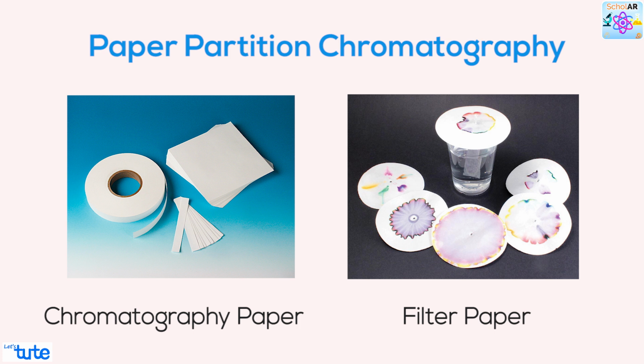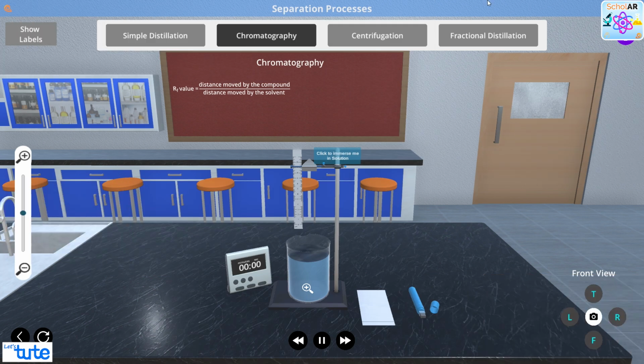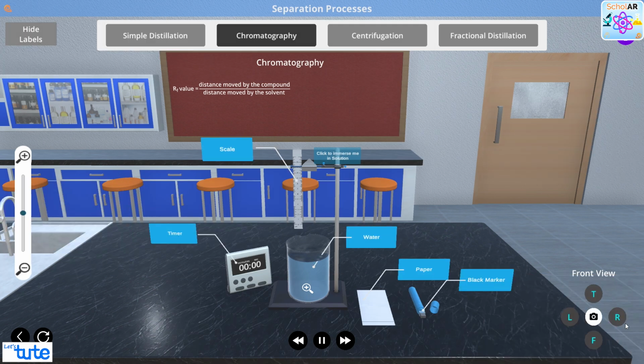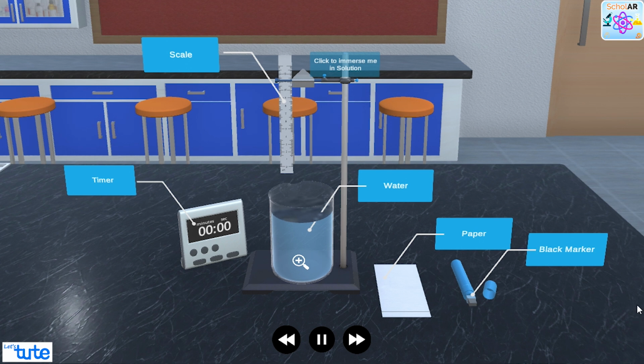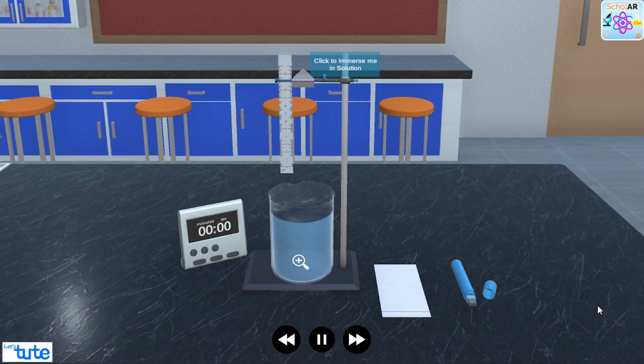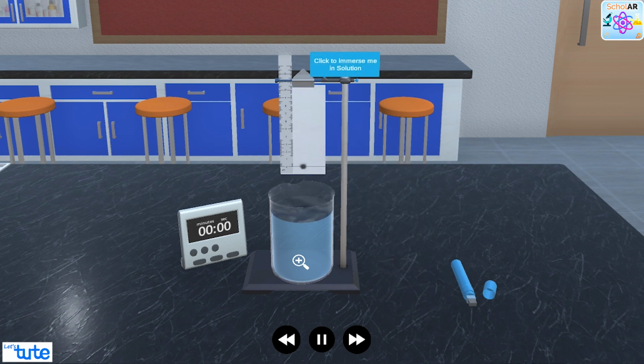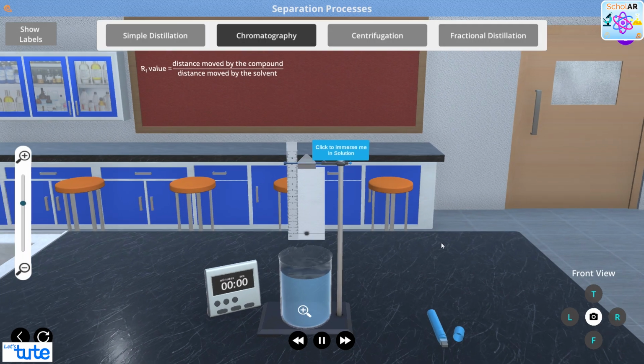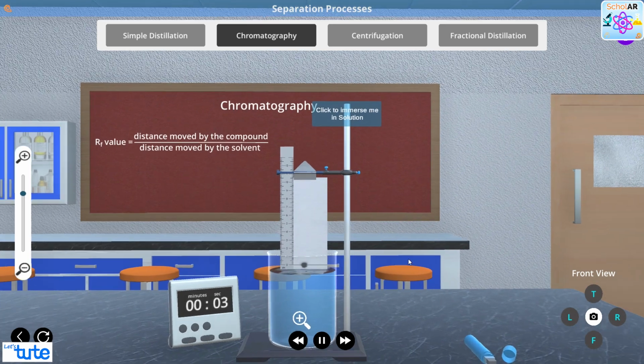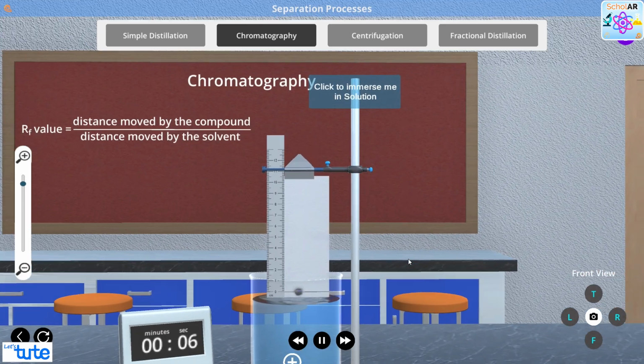In order to understand this better, let's jump to a simulation. Here we can see on the screen that we have a pen, a chromatography paper, a beaker having solvent, here the solvent is water, and a stand with a scale. Now here we are going to add a drop of ink from the pen on the paper on the marked line. Now we will take this paper and fix it properly on the stand and then dip it slowly in the solvent. You have to make sure that the ink drop shouldn't be dipped inside the solvent. It will make the compound dissolve in the solvent and the separation will not occur.